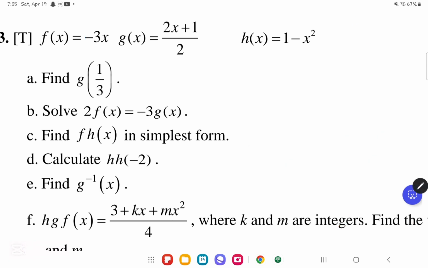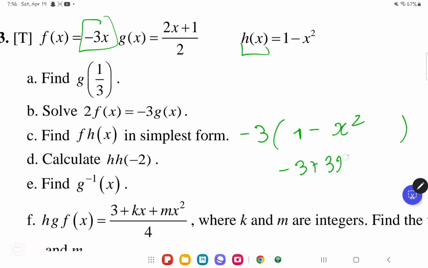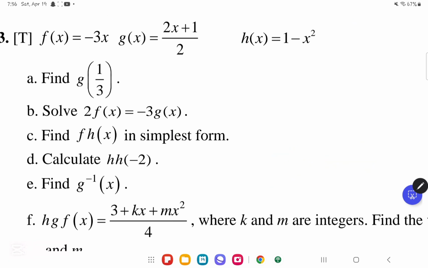We move on to the next question, which is part C. Find f of h of x in the simplest form. What does f of h of x mean? That means in f of x, every x you have, so minus 3x, you're going to put a bracket, and instead you are going to put h of x, which is 1 minus x squared. After distributing it, you're going to get minus 3 plus 3x squared. That is it for part C.